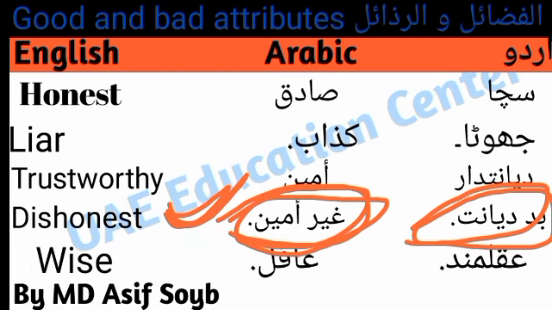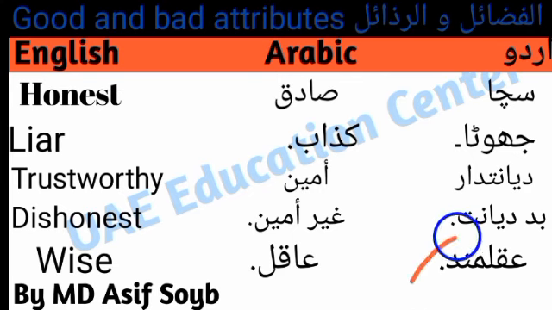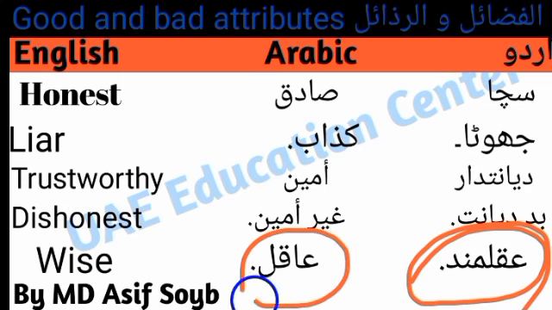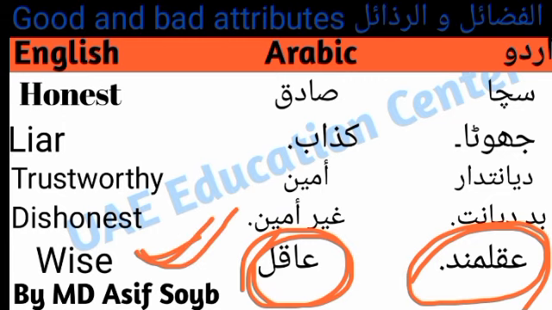Dishonest meaning in Arabic, ghayru aminin, and in Urdu, baddiyanat. Next word in Urdu, aqalmand. Aqalmand meaning in Arabic, aqil. And in English, wise.